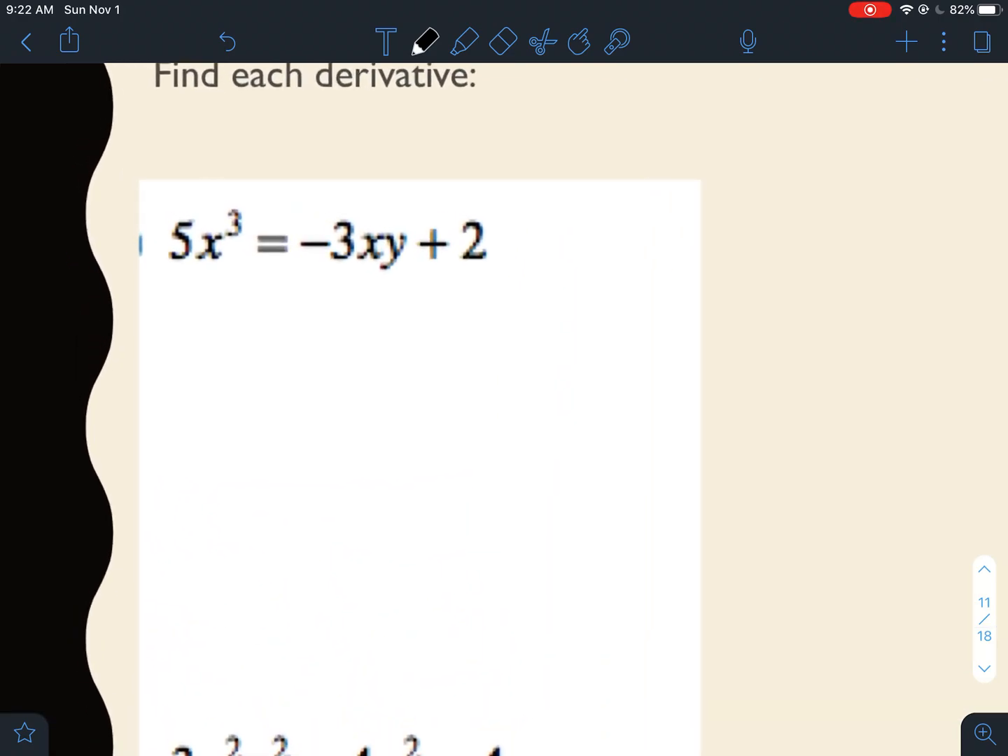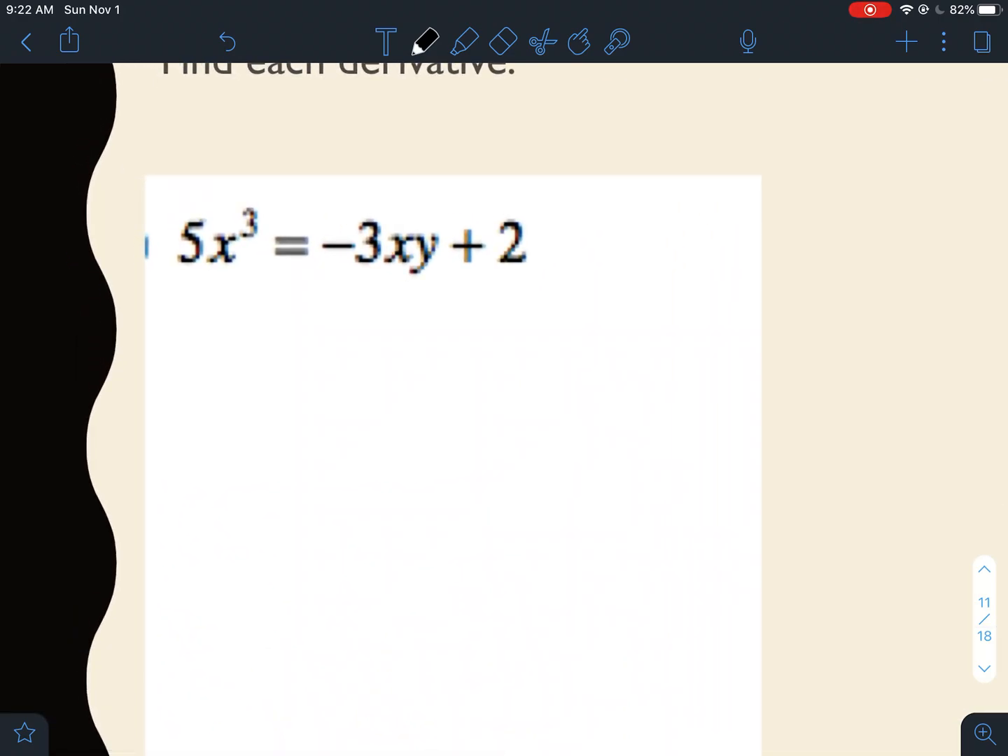All right, let's look at some more examples. So find the derivative of each of the following. 5x to the third minus 3xy plus 2. Well, the derivative of 5x to the third is 15x squared, and then it's going to equal. Now the next one, we've got to be careful. Negative 3xy, we have to use product rule on. So we have negative 3x times y.